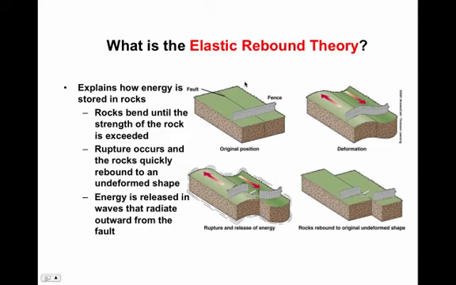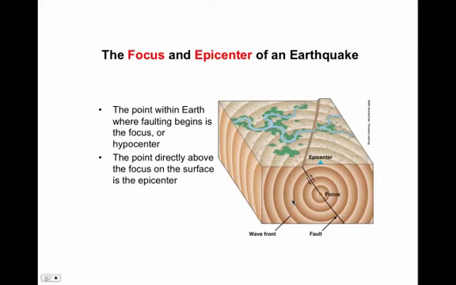We have something called elastic rebound theory, which explains how energy is stored in rocks. So let's take a fence here, and here's something called the fault line. What happens is when there's deformation in rock, the rupture will release energy and the rocks rebound to their original undeformed position, but as you notice, the fence now isn't lined up.